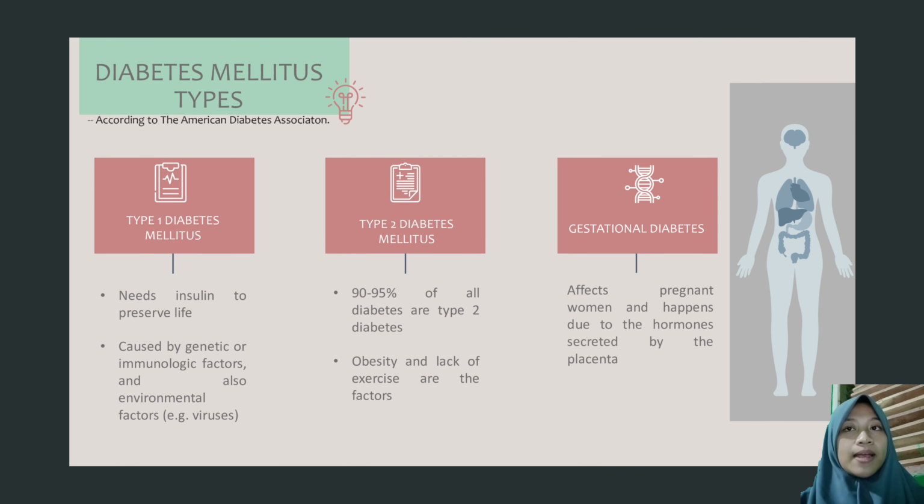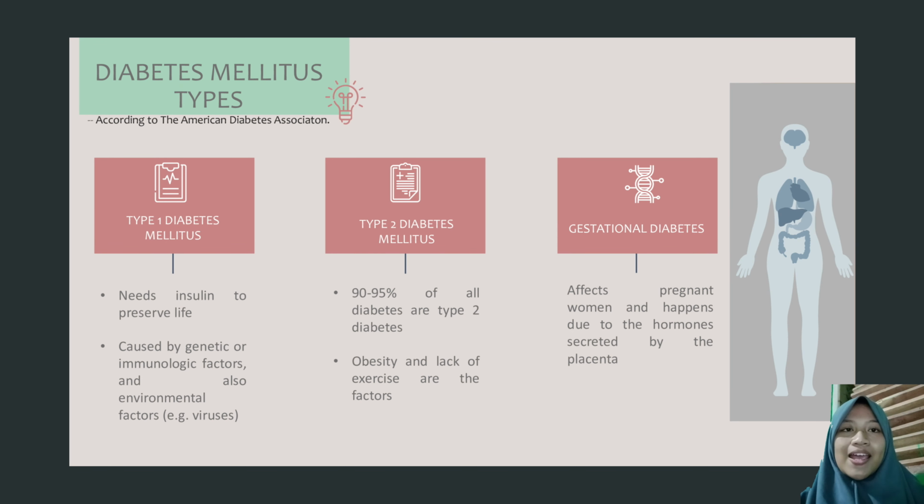Second, type 2 diabetes mellitus. Type 2 diabetes is the most common type of diabetes mellitus. 90 to 95% of all diabetes are type 2 diabetes. Obesity and lack of exercise are the factors that can induce this type of diabetes. The onset occurs at any age, but usually happens to people over 30.